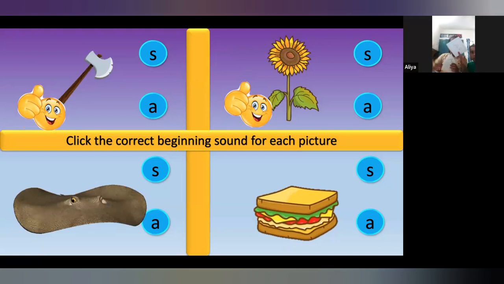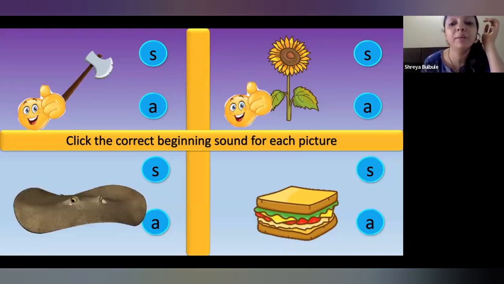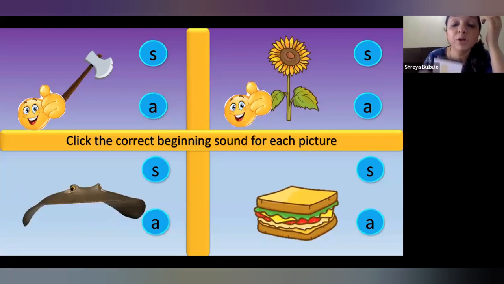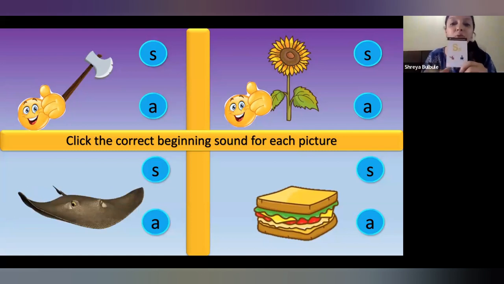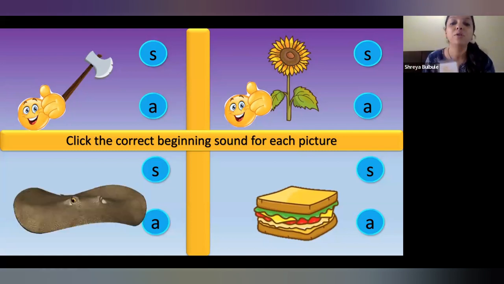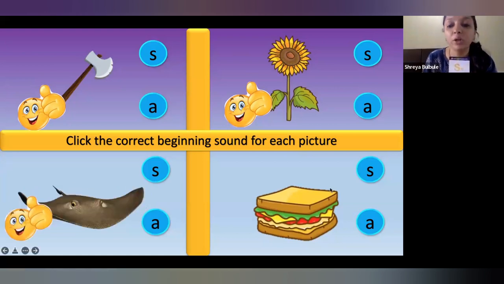What have you picked up? Show me the answer. Show it in the camera. Yes, correct. Keep A down. Show me only one flashcard. So you hear the sound. Okay, good job. So I will select S here.